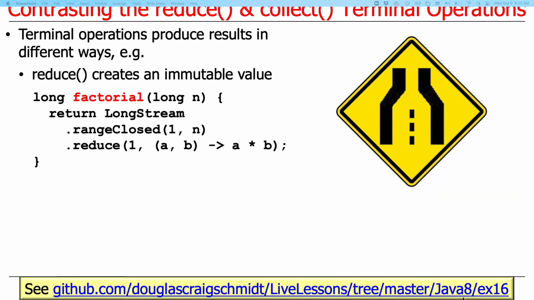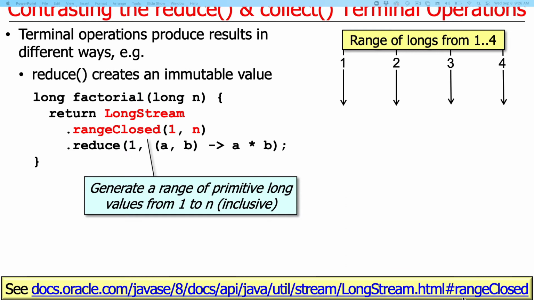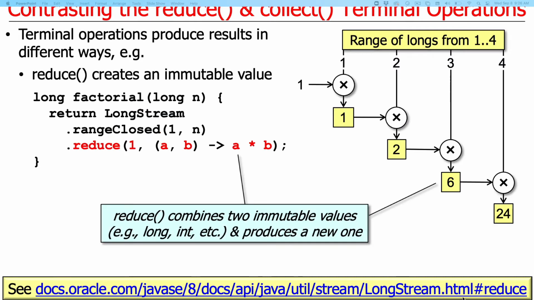So here's a very simple example. This is the factorial example, a variant that we've looked at before, and you're going to see how we can implement this using reduce. You can find this example in the EX16 folder in my GitHub repository. To do this, we're going to generate a range of longs from 1 to n. Let's say n is 4, just to make it fit on the slide. We have a range of longs from 1 to n, inclusive.